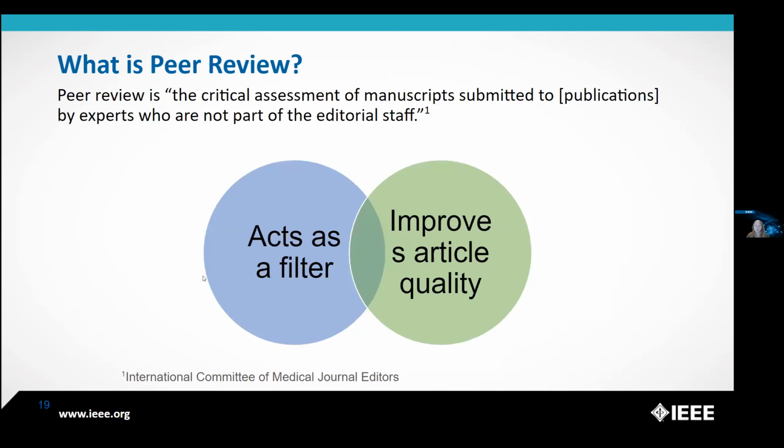So next is peer review. And peer review is defined as the critical assessment of manuscripts submitted to publications by experts who are not part of the editorial staff. So peer review serves two key functions. They act as a filter to ensure that research is properly vetted before publication. And it also helps improve the quality of the article by providing constructive feedback and suggestions.